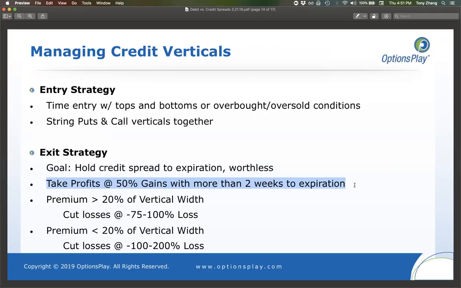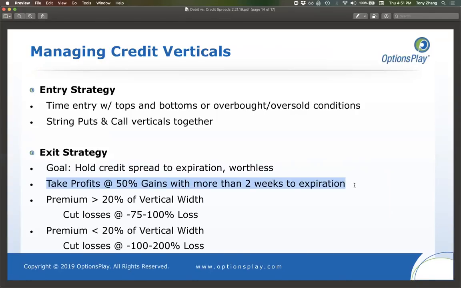And this is where we don't feel that it's the right thing to do, to hold it all the way to expiration just to try to collect another 20 or 30%. It's not worth it. Take your profits, move on. You can deploy your capital again with a new credit spread.